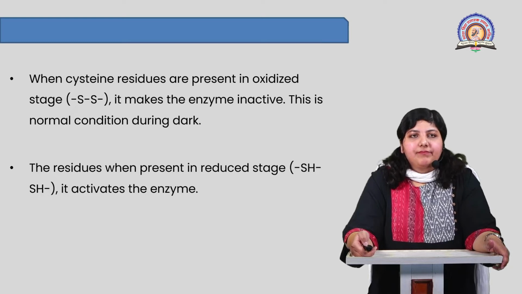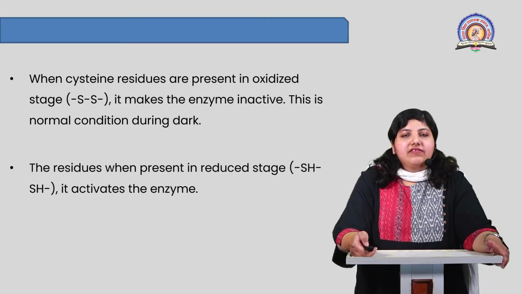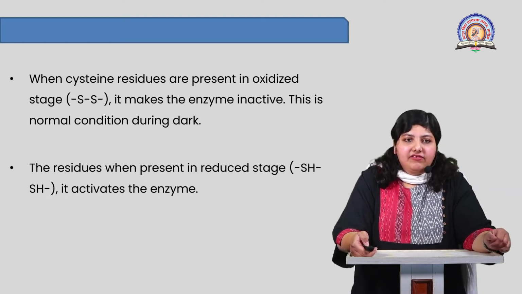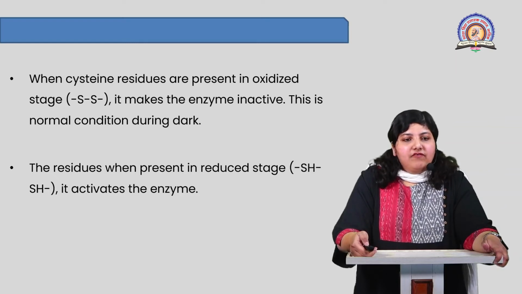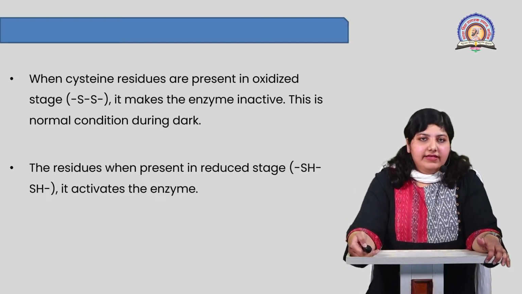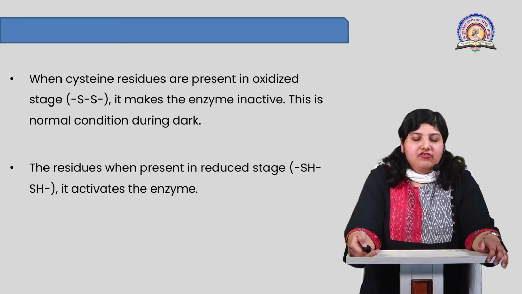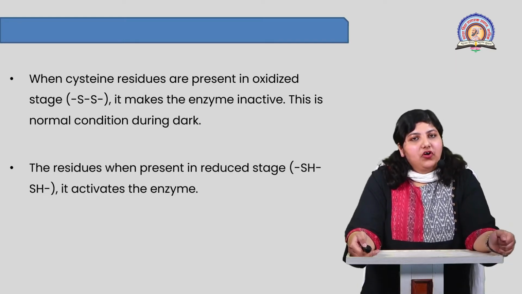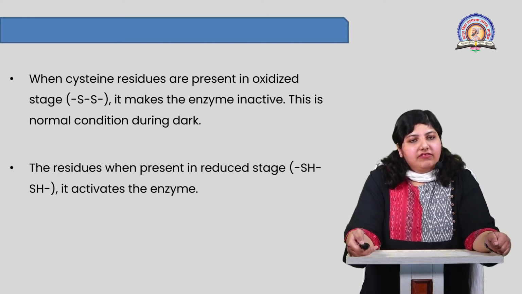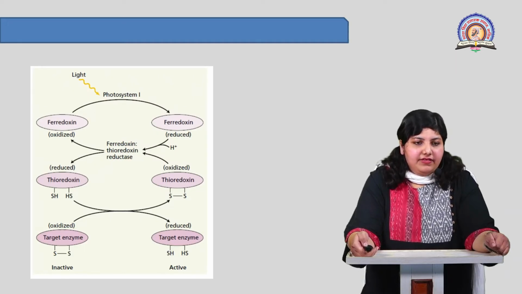What happens is, enzymes have some cysteine residues present in them. When these cysteine residues are present in the oxidized stage, that is a disulfide stage, it makes these enzymes inactive. And this inactive stage is a very normal condition during dark time. That is, during night time, these enzymes are present in the disulfide stage or the oxidized stage. During daytime, this disulfide stage or oxidized stage is reduced to form the sulfhydryl stage, and this stage is the activated form of the enzyme. So how does this activation happen, let us see.